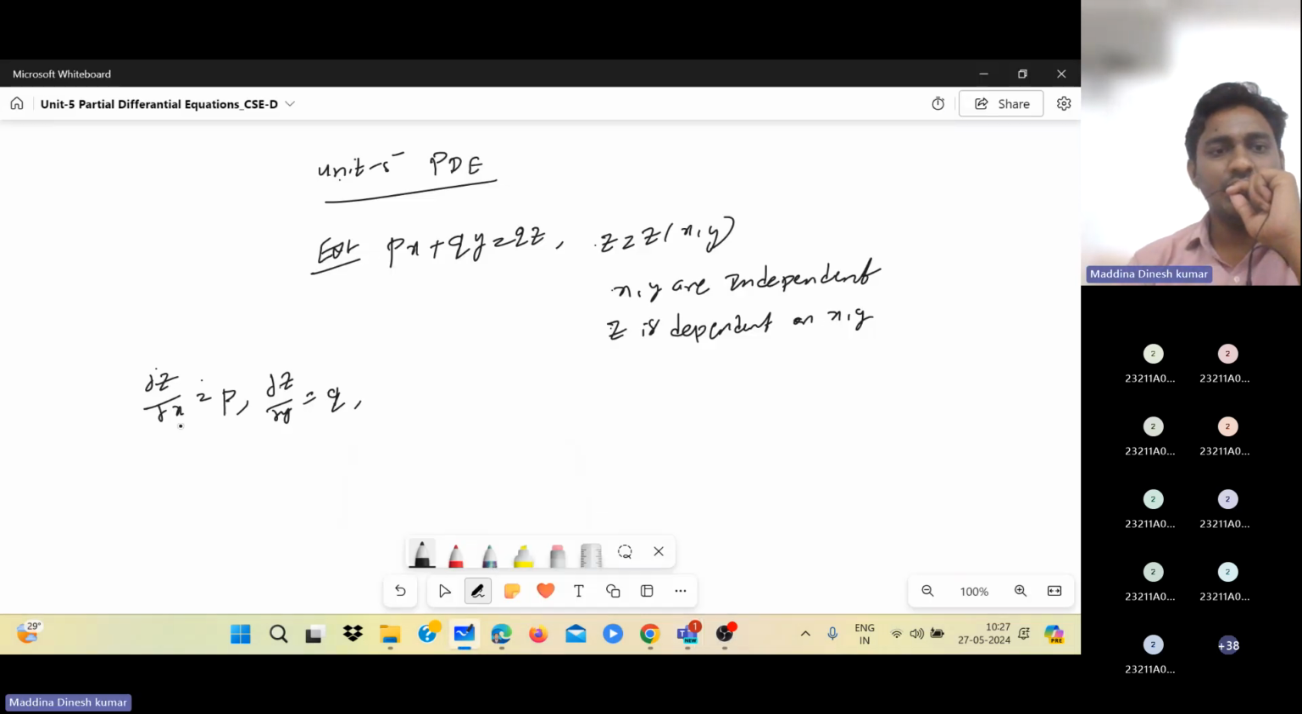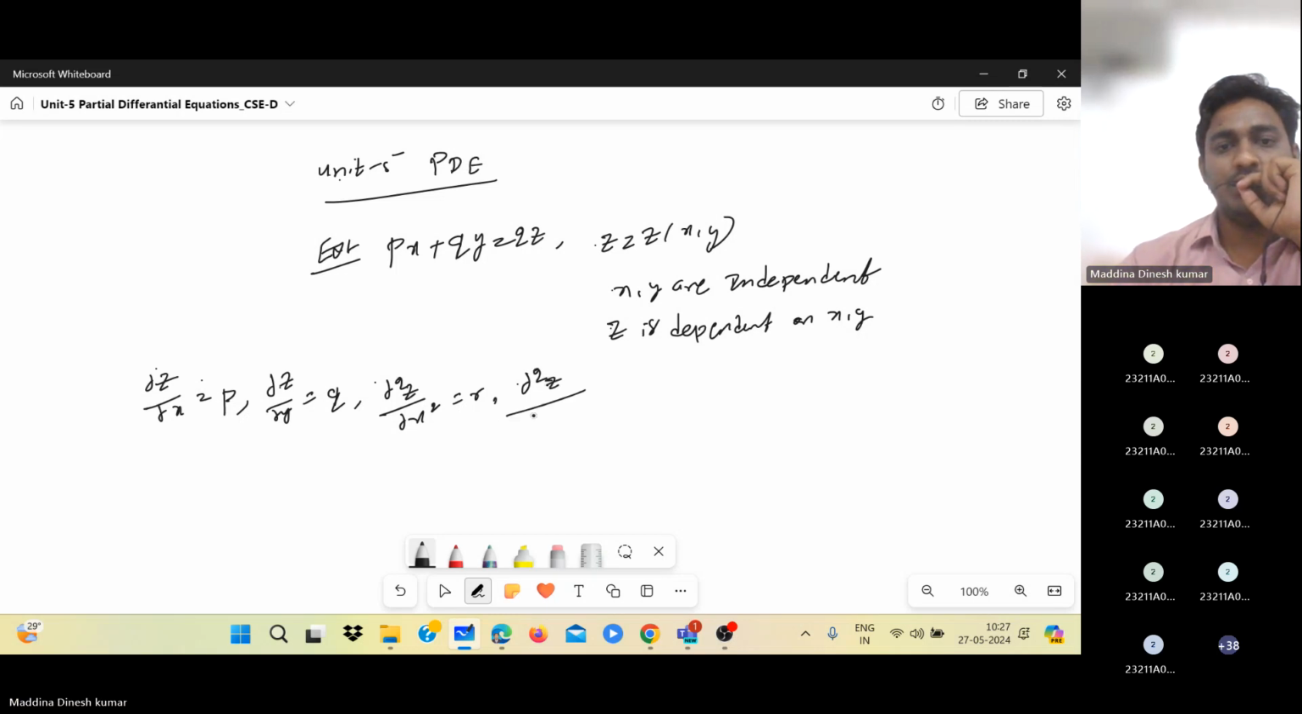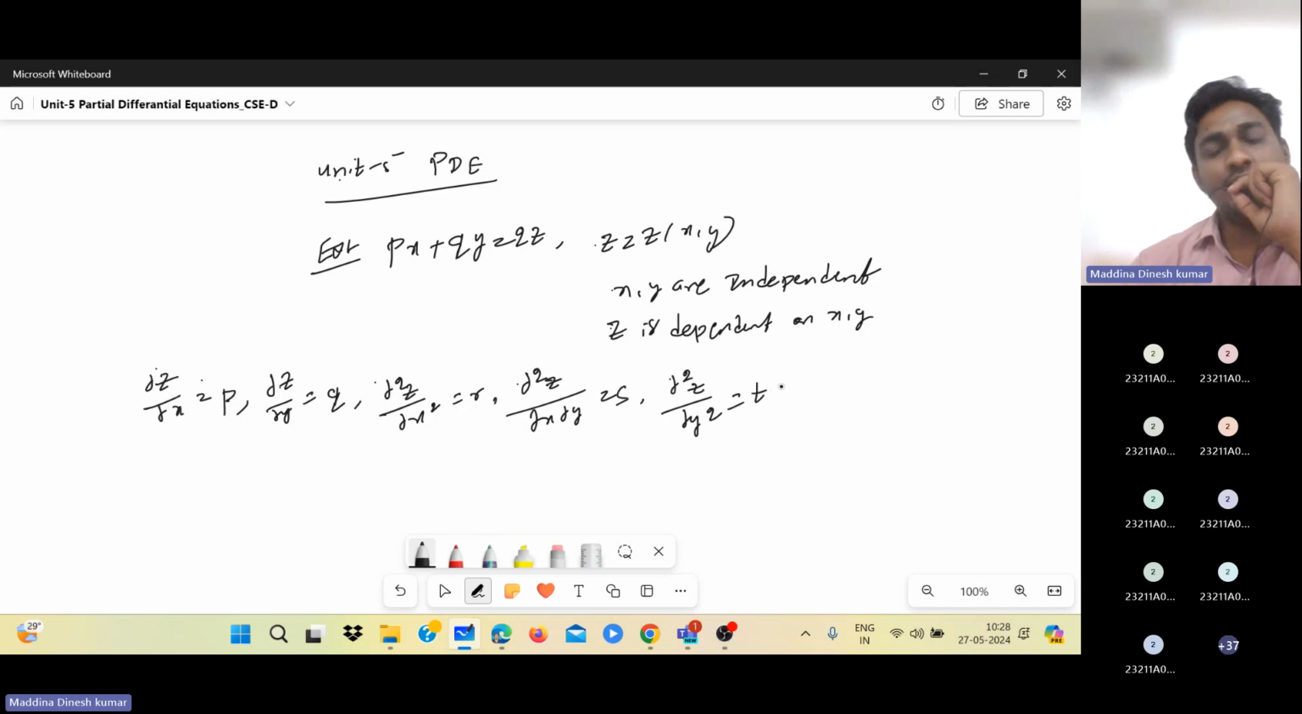So here in place of dou z by dou x you can write P. In place of dou z by dou y you can write Q. In place of dou square z by dou x square you can write R. Dou square z by dou x dou y, you can write S. Dou square z by dou y square, on that place you can write T. Okay, these are the standard notations.